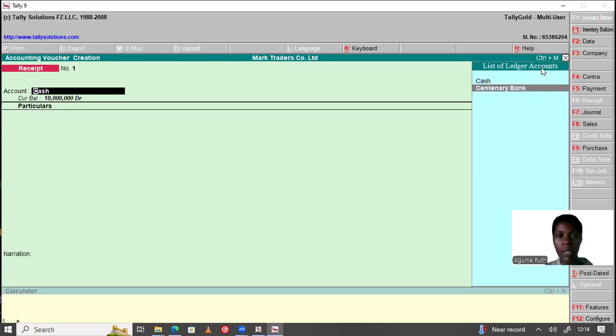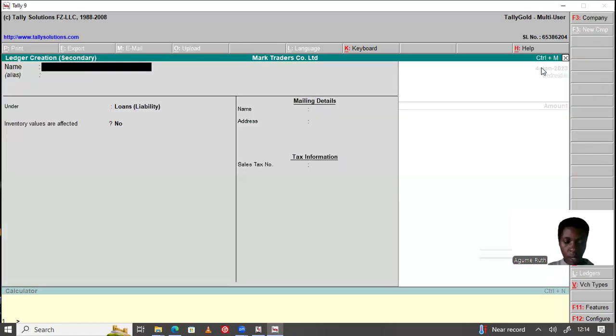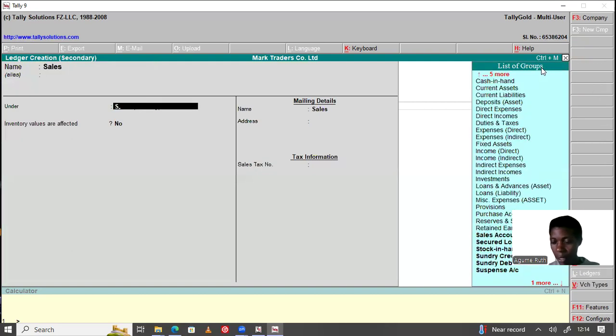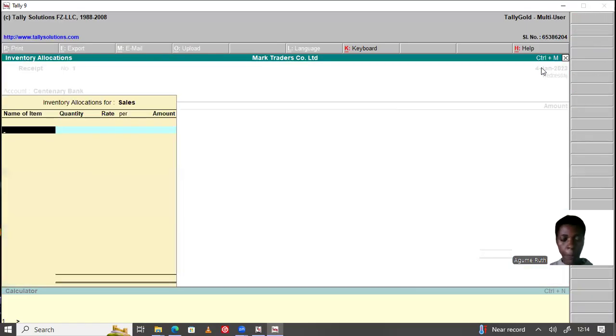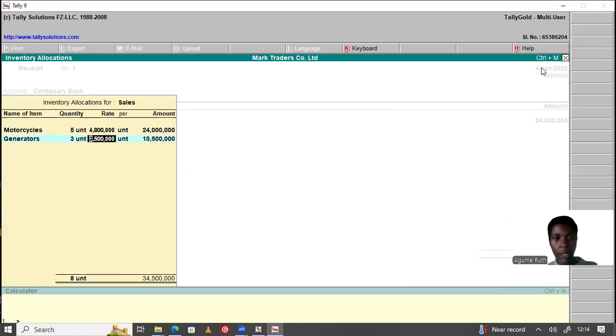So meaning I'm going to use Centenary, and then here being sales, I first create sales using secondary creation. Then it will be put under sales account. The inventory values are affected. So I'm going to say motorcycles, they sold 5, and the cost price will input itself because I set it using the standard prices, the standard rates. Then I say generators, they sold 3, and that is the amount.